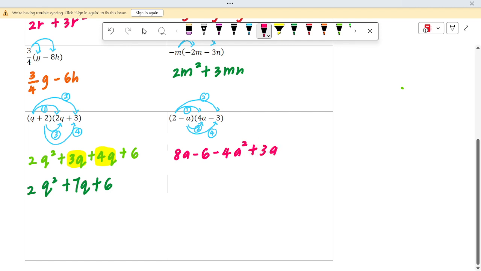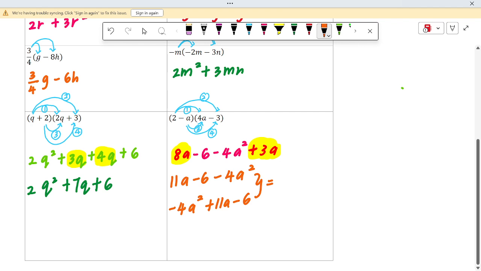The common mistake done here is students will write negative 3a. Okay. Next one, there are similar terms here, 8a and 3a. You can sum up together. So once you sum up, you will get 11a minus 6 minus 4a squared. Okay, this is your final answer. Or you can rearrange. If you rearrange, you can write the power 2 first, which is negative 4a squared, followed by 11a and minus 6. Okay, this can be your final answer as well, as both are the same.